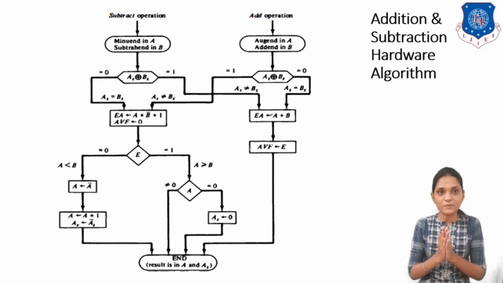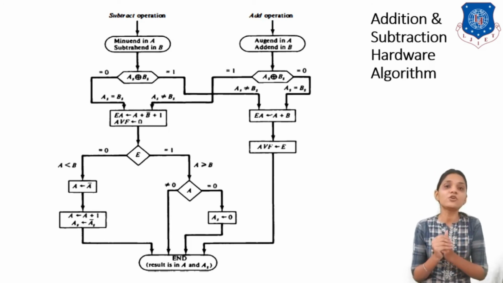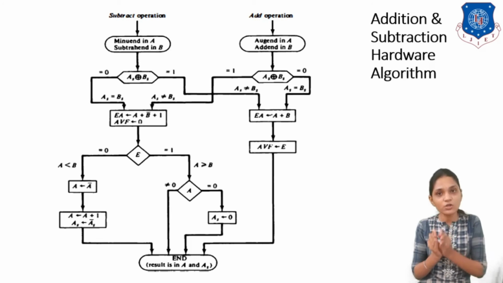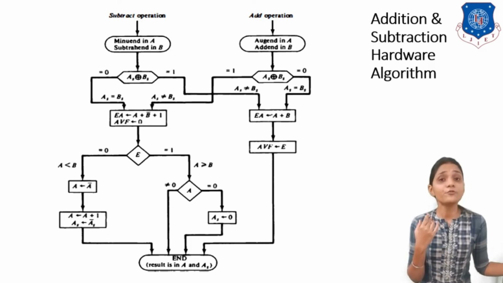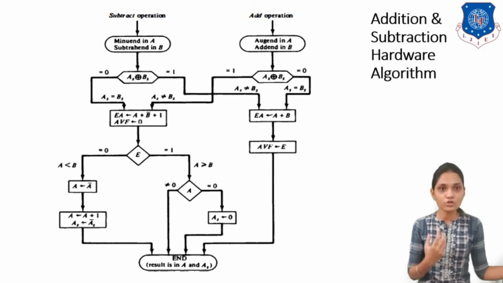okay. That means your result is okay. If carry is not generated, that means your number is negative and represented in 2's complement form. To represent the actual number, you have to take the 2's complement a second time. Okay. So for that, we have to check the E flag. If your E flag is 1, that means your number is positive, but it can also be 0.